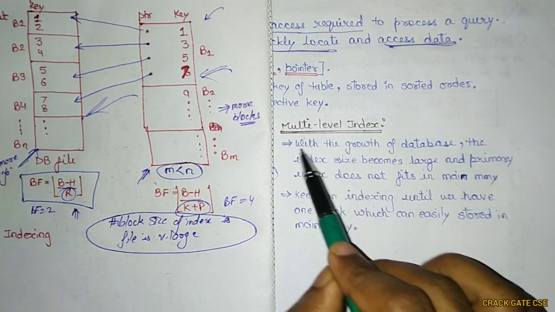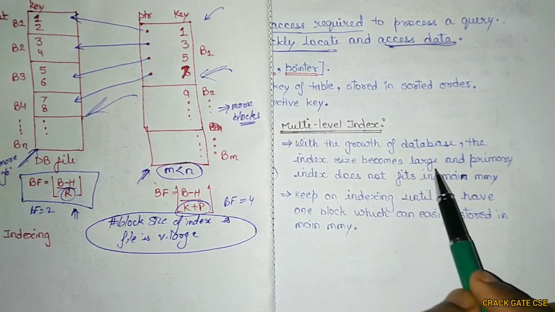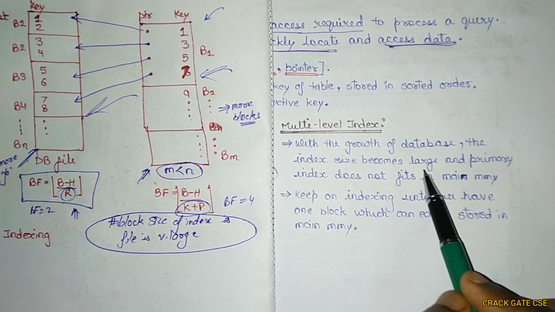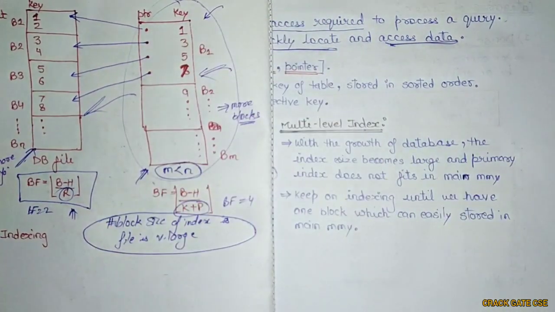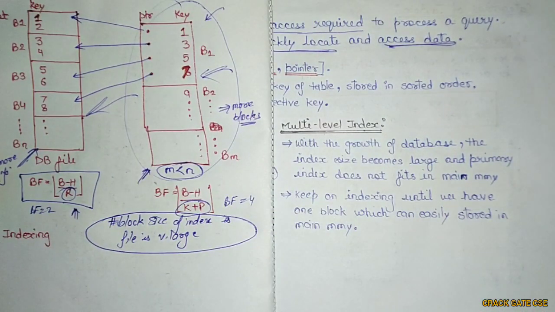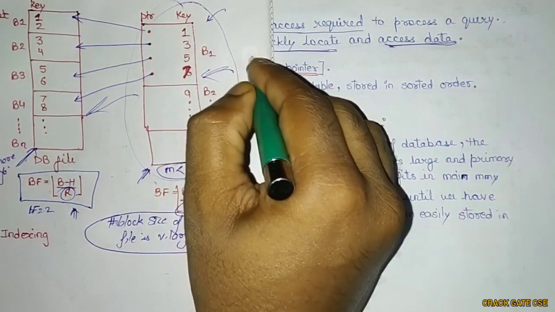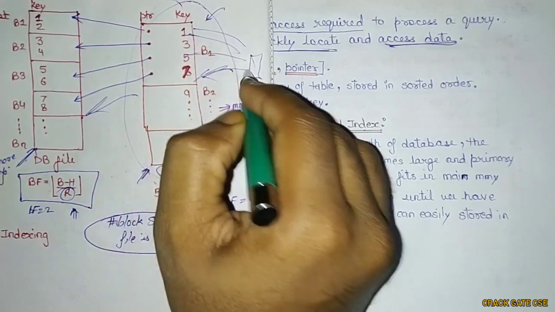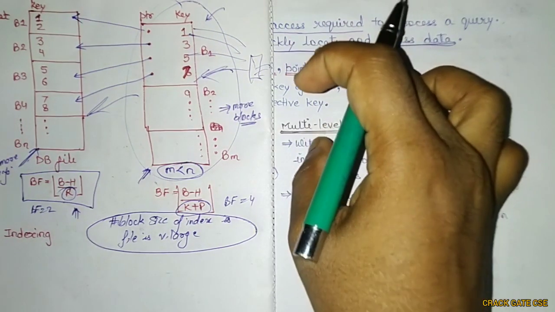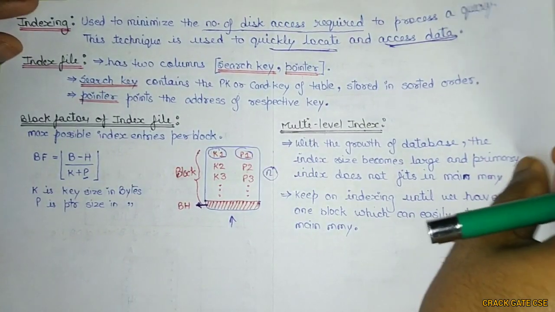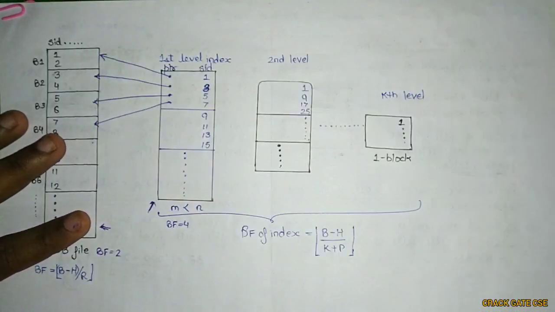So to overcome this particular issue, we are moving on to the multi-level index. What is a multi-level index? With the growth of the database, the index size becomes large. So if the index size becomes large enough and the primary index does not fit in the main memory, the first level index is known as the primary index. If this primary index is not able to be stored in main memory, then we will move on to the multi-level index. So we will keep on indexing. We will further take an index to map these values, and keep moving like that. In that particular case, we will get a situation where we will have only one block in the end.